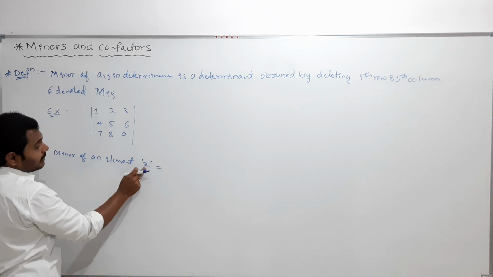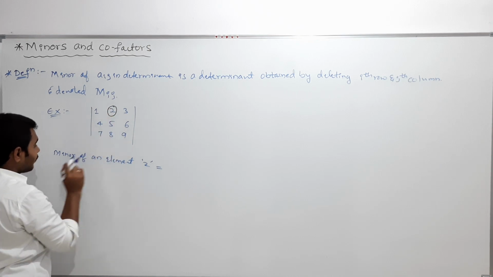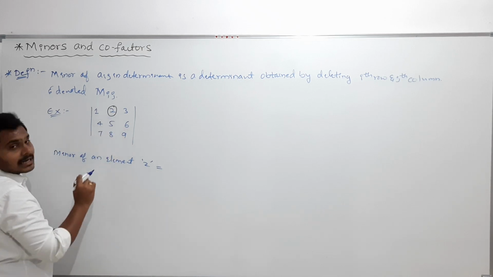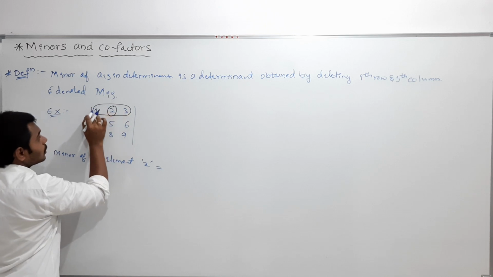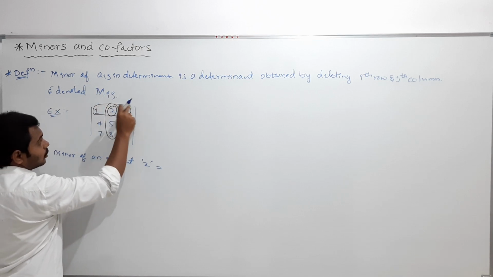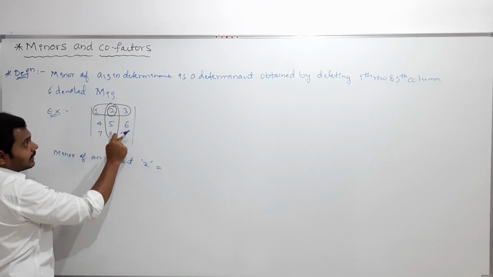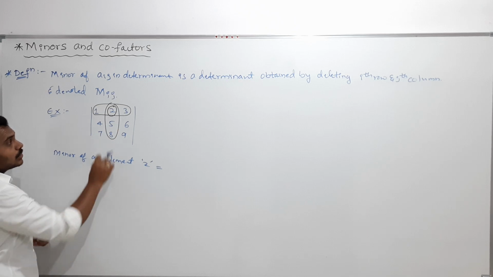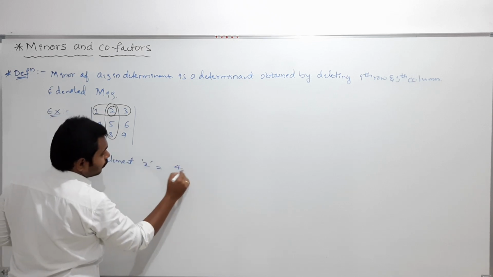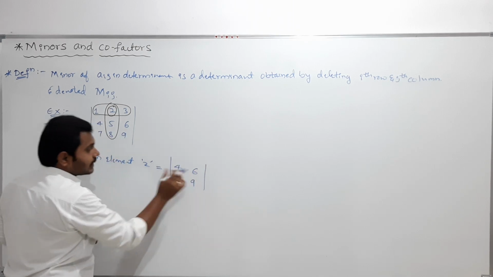The element 2 lies in the first row and second column, here it is lying. So now if I want to find the minor of element 2, minor of 2 means what? The minor of 2 can be calculated by deleting this row and this column. So after deleting the row and the column where the element 2 lies, that row and that column we should delete. And after deleting this row and this column, what is remaining, my students? Here it is 4, 6, 7, 9. Then we should consider the determinant of this.